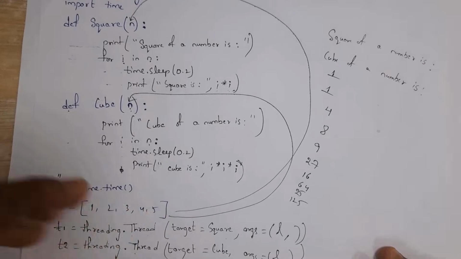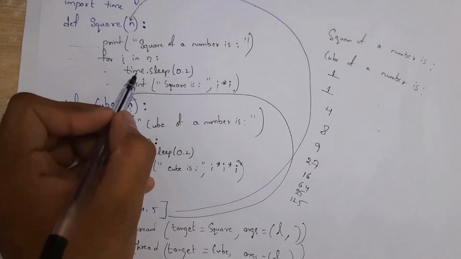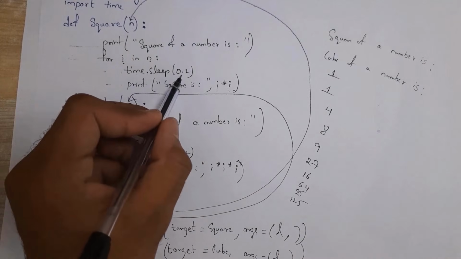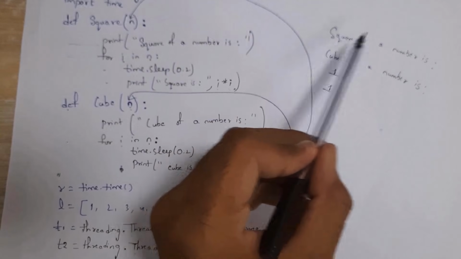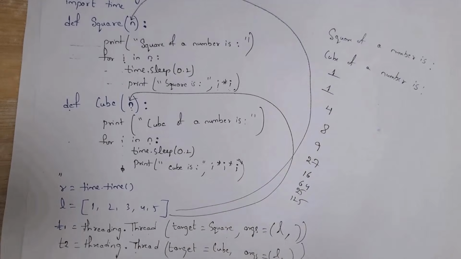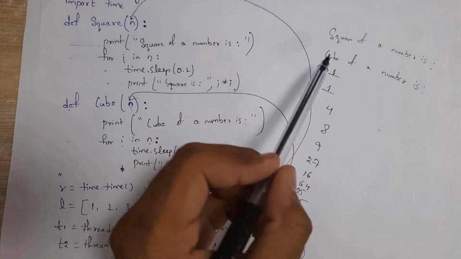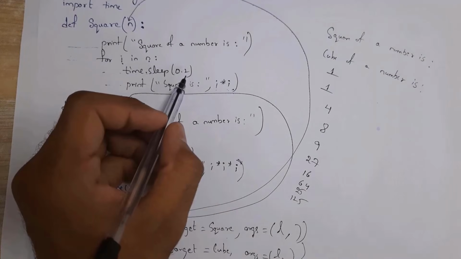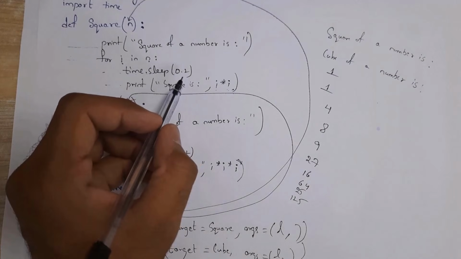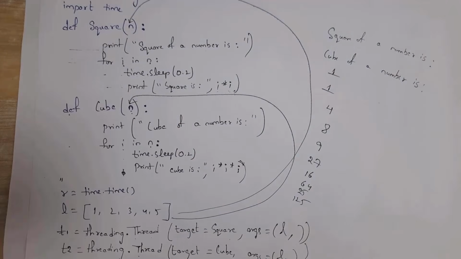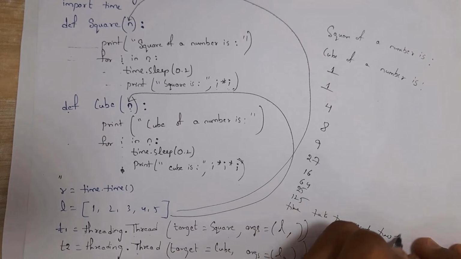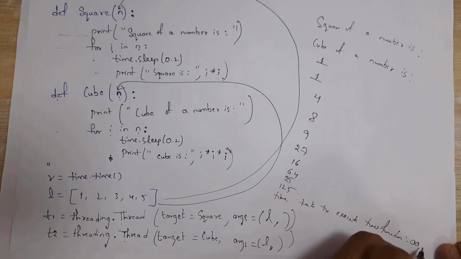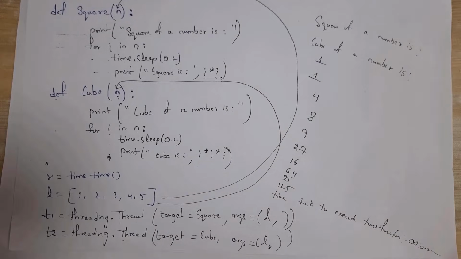This is my output. Guys, inside the for loop I have written time.sleep(0.2). That is nothing but, at first it will execute "square of a number is". After a 0.2 second gap it will display "cube of a number is". So for each line of execution it will take a 0.2 second gap, and at last it will print "time taken to execute two functions is", like 0.0012 and so on. This is the time taken in order to execute two functions.